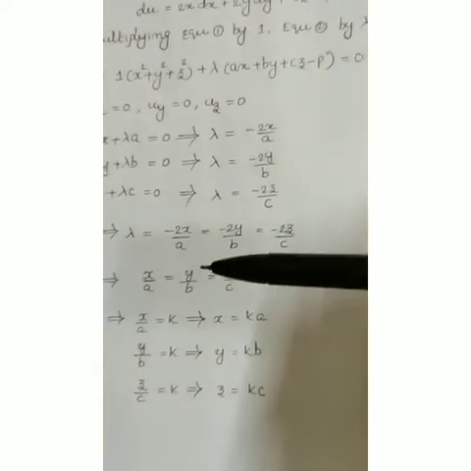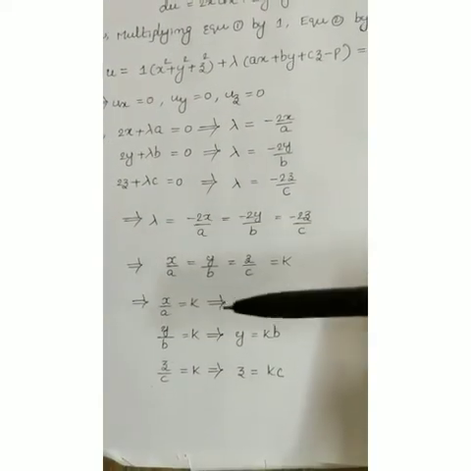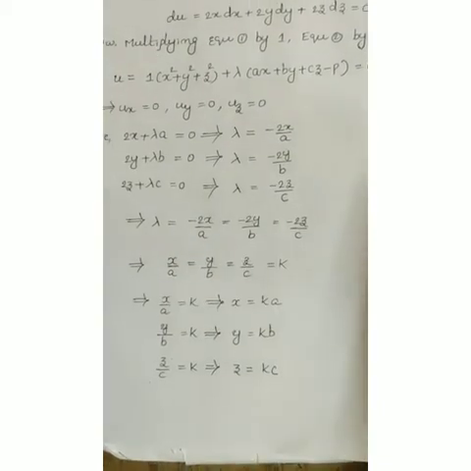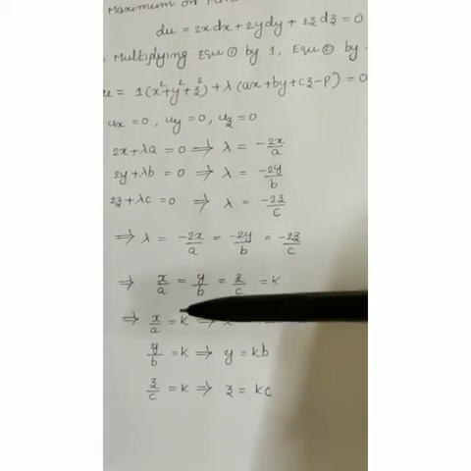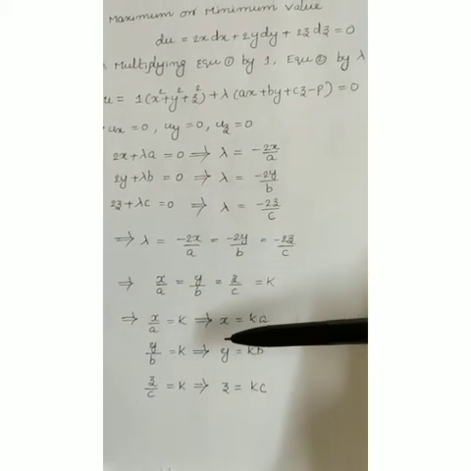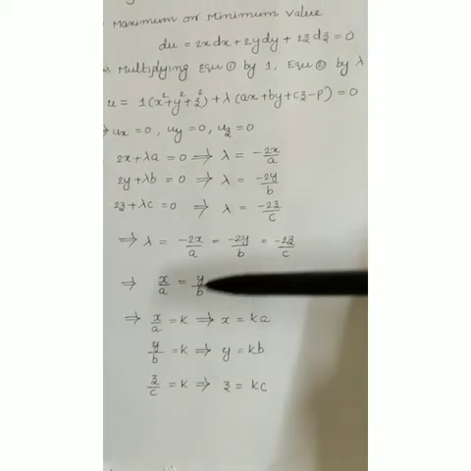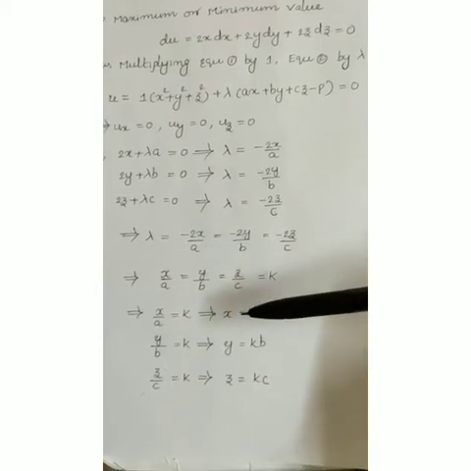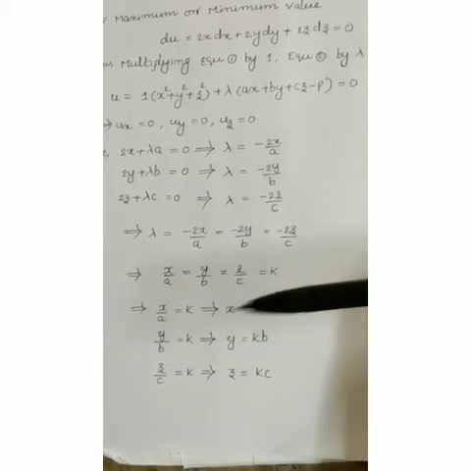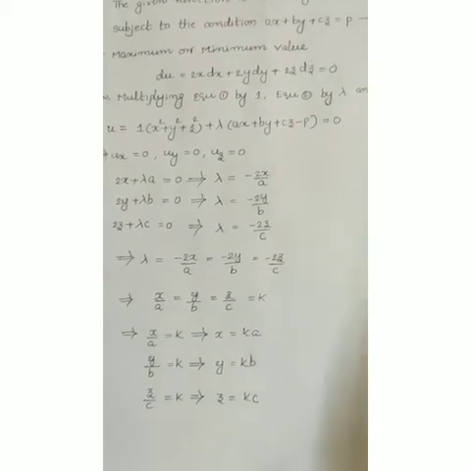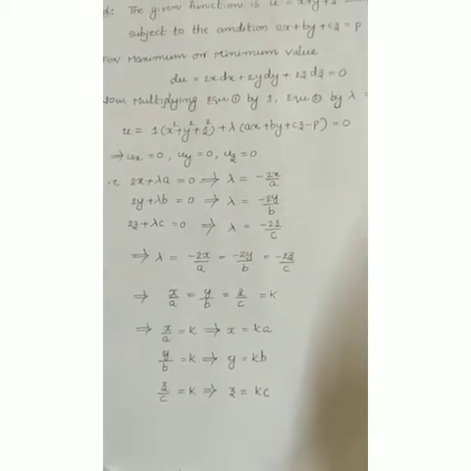So here minus 2 is common. Then x by a equal to y by b equal to z by c. Let x by a equal to y by b equal to z by c equal to k. Then x by a equal to k, y by b equal to k, z by c equal to k. That is x equal to ak, y equal to kb, z equal to kc. These are the values of x, y and z.